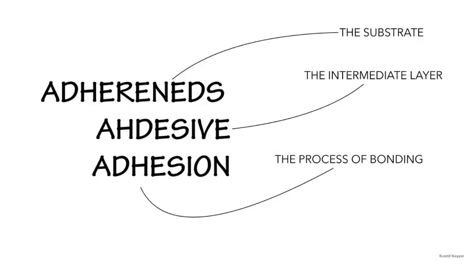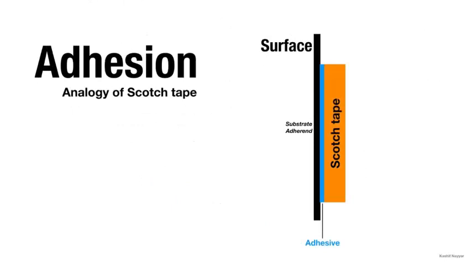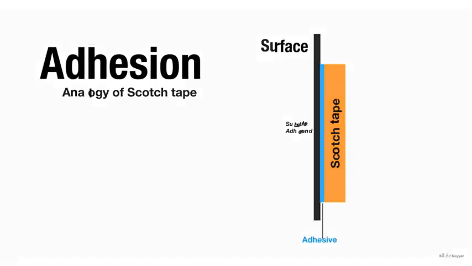To give you the analogy of Scotch tape, consider that you have one surface, or a substrate, or an adherent. On the other hand, you have a Scotch tape, which is composed of an adhesive and a polymer material. When you stick it to a relatively different surface, it just joins to that surface, and the adhesive here is playing a role in keeping the two different materials joined together.